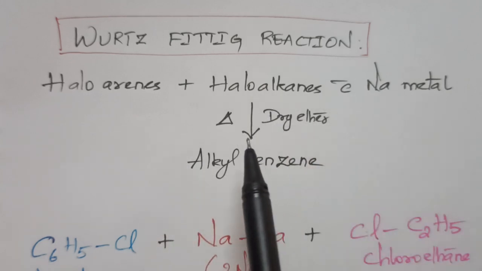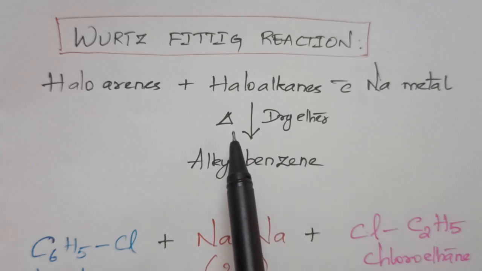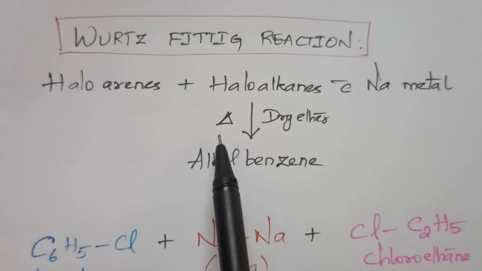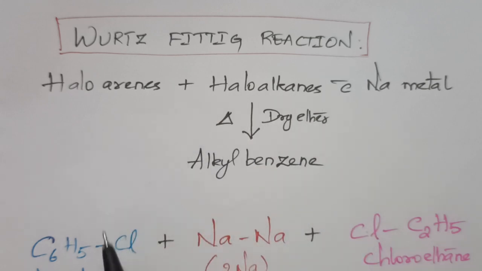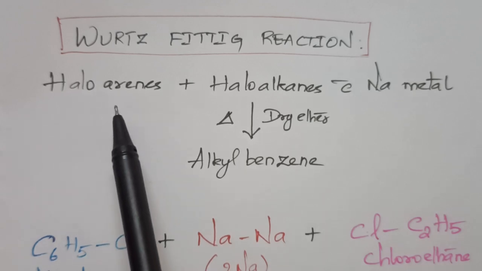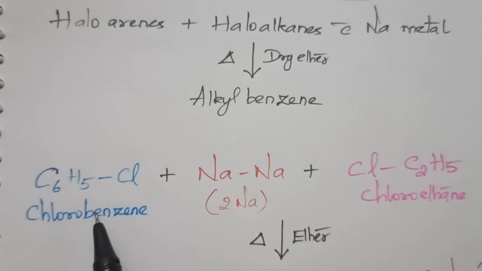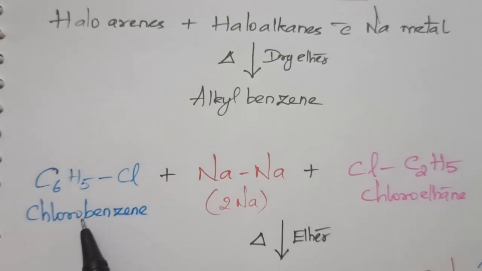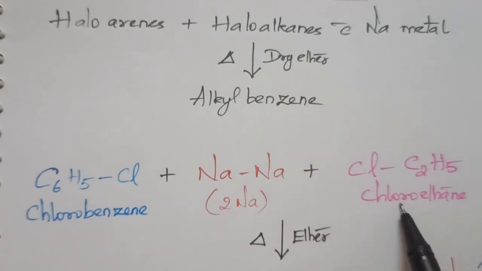This reaction is carried out in the presence of dry ether, and at a higher temperature. That is what the triangle symbol given here means: the whole reaction is heated. On the left, the haloarene we use in this reaction is chlorobenzene. Then the haloalkane we are using is chloroethane.